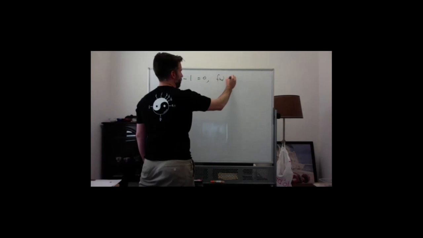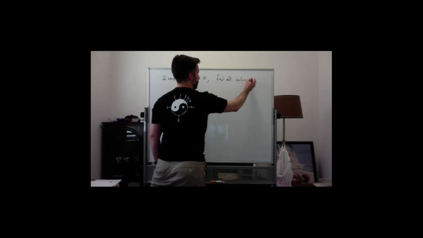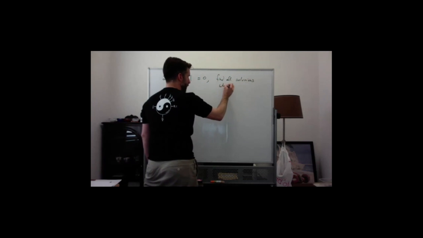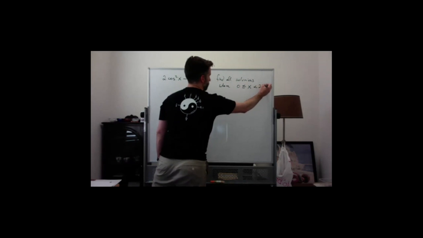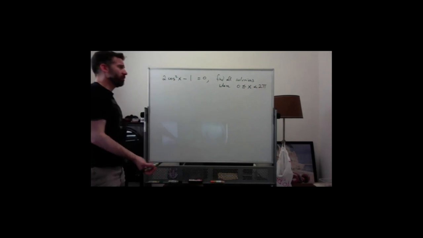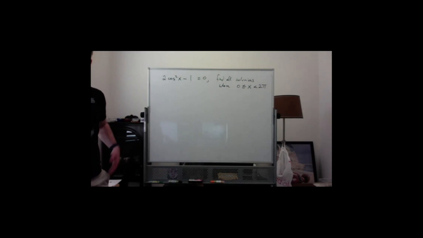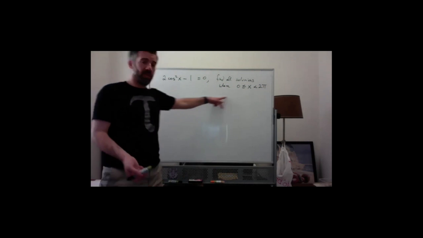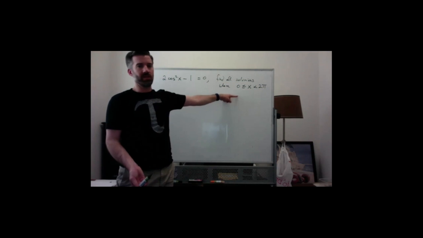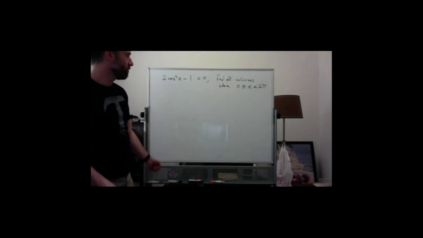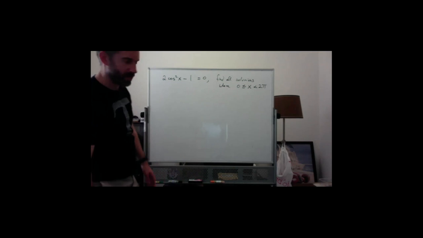Find all solutions where 0 is less than or equal to x is less than 2π. You should generally assume, if I'm writing the question, that this is a condition on your question. Even if I forget to write it, you should still assume it.